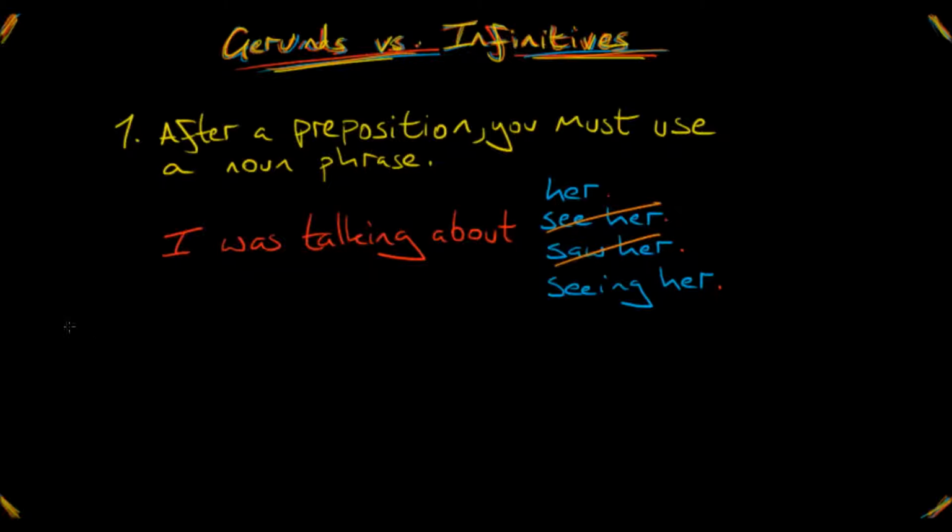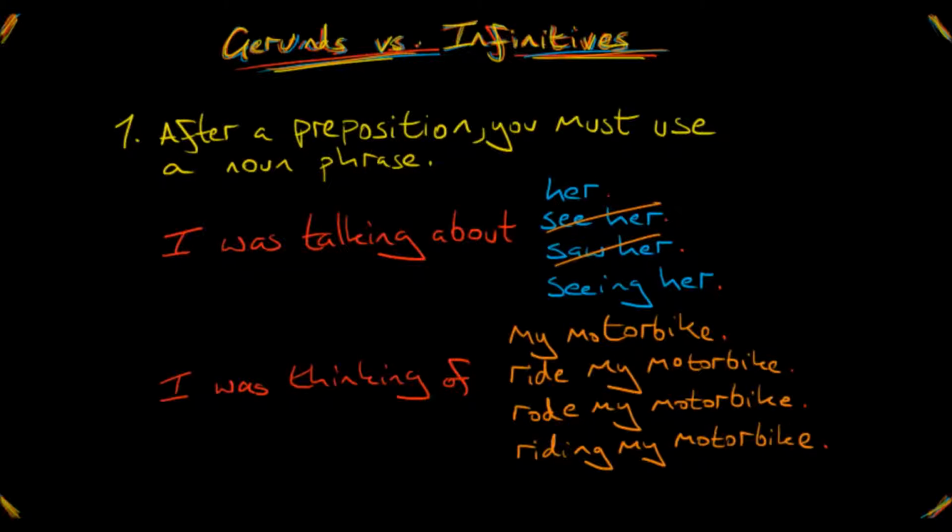Let's have a look at another very similar example. I'll give you a chance to figure it out yourself. I was thinking of my motorbike, ride my motorbike, rode my motorbike, riding my motorbike. Have a think about it for a moment. See what answers you can come up with. And I hope here you've been able to come up with the same conclusions that I have, that two of them again are possible, two of them are impossible.